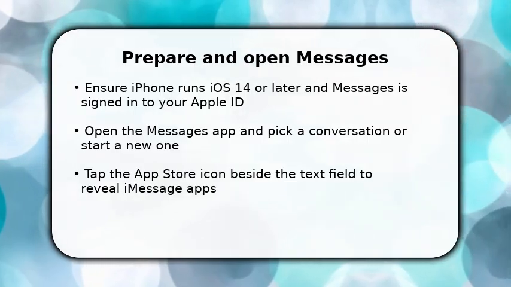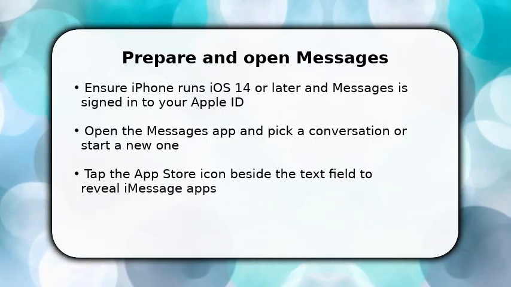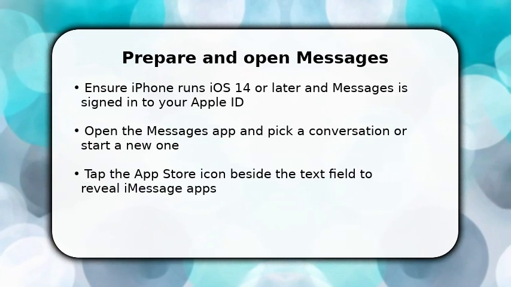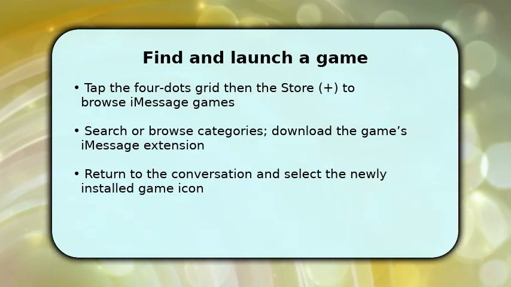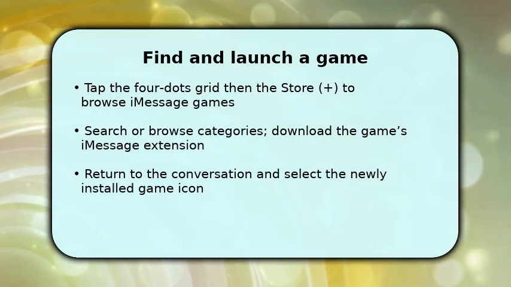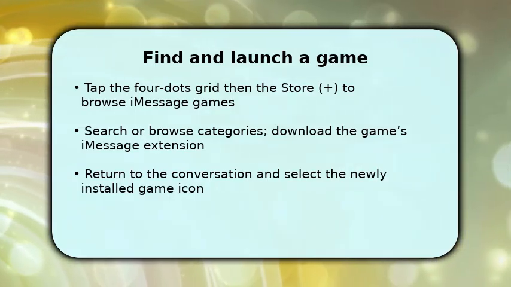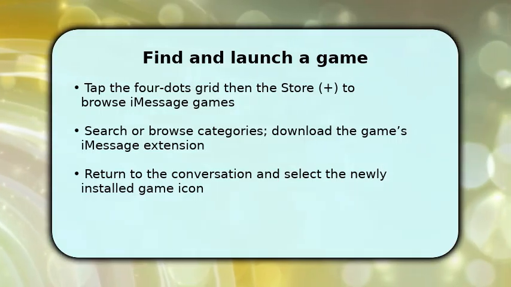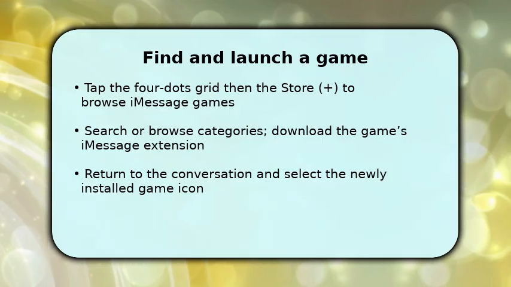Make sure you have cellular or Wi-Fi connectivity. Some games download content on first launch. Now you're ready to install or open a game extension. You'll tap the four-dot grid to show all iMessage apps, then hit the Store Plus to browse games that run inside Messages. Search for a game name or browse categories, and download or get the iMessage extension version, not just the standalone app. Once installed, return to your conversation, open the app drawer and tap the game icon to launch it.